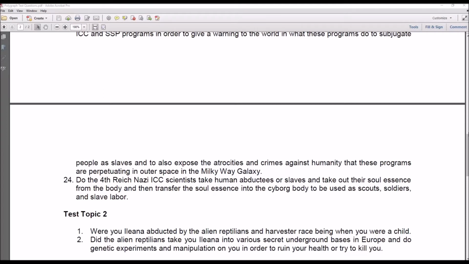But major emphasis is put on the Mars ICC cybernetic labs to advance the soul transfer technology and to use it on a regular basis. So that's why the answer is yes.